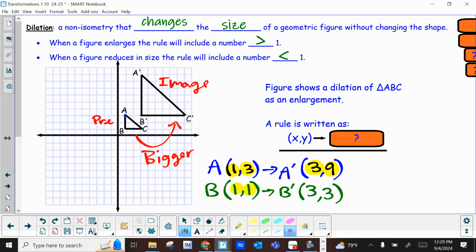So look, it went from a 1 to a 3. It went from a 3 to a 9. Some of you probably already figured out, oh, it tripled in size. So look how your rule is going to look: 3x, 3y, because all you have to do is multiply these by 3. That's it for dilations.